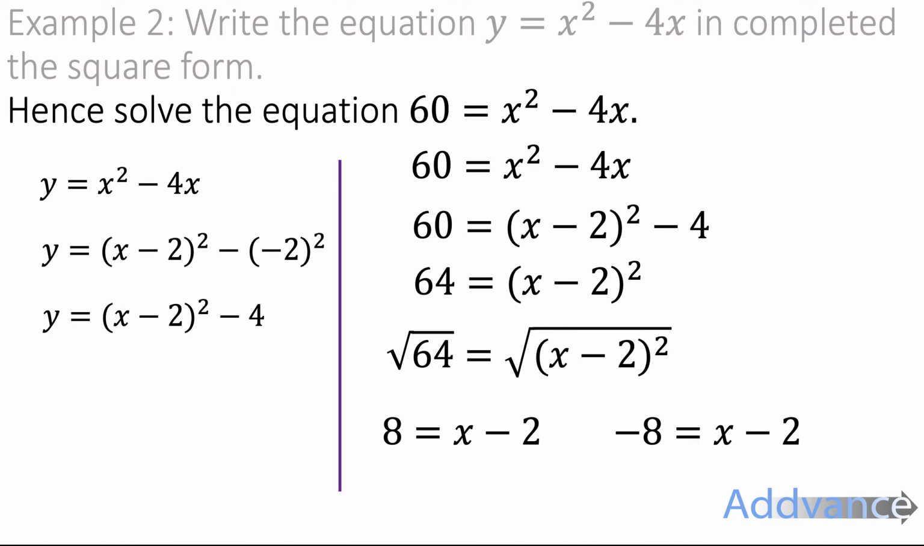Just solving that now. 8 equals x minus 2, we add 2 to both sides, and we get x equals 10. Or, we add 2 to both sides, minus 8 plus 2 is minus 6, and so we get either x equals 10 or x equals minus 6 as the final answer.